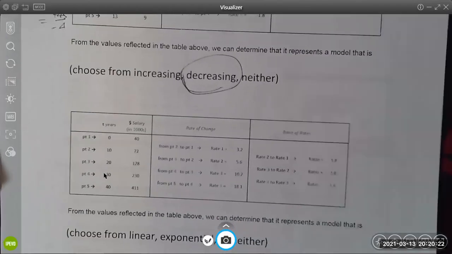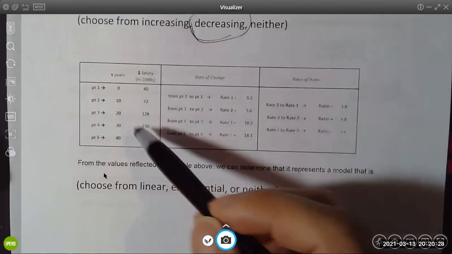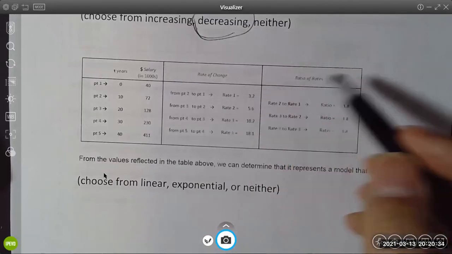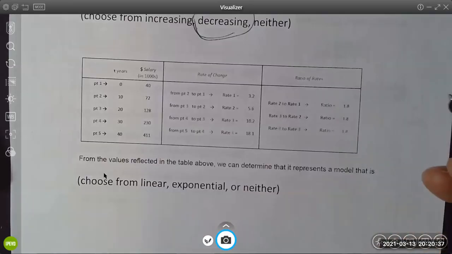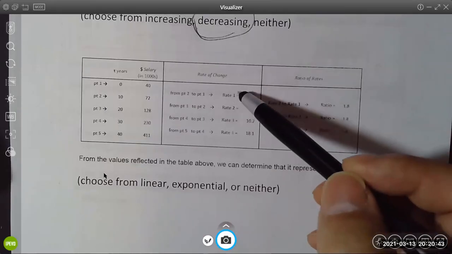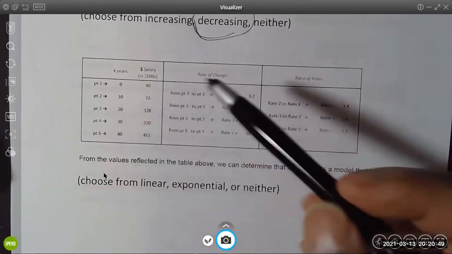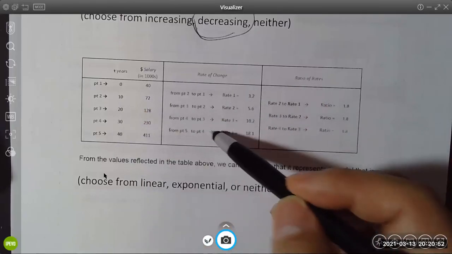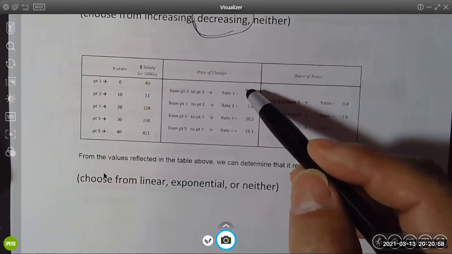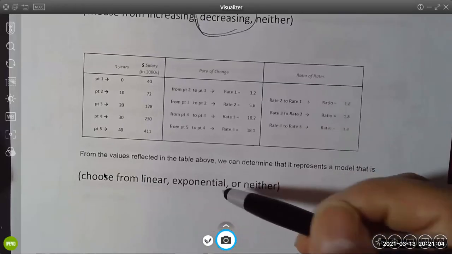Okay, now let's look at the next one. Very similar problem with just a different set of numbers. We just do the calculation one more time. But after you do this calculation, what these numbers tell us is more important, because everybody can do the calculation. Using the first 2 points, calculate the first rate of change, using the second and third point, calculate the second one, third and fourth, calculate the third rate, and fourth and fifth, calculate the fourth rate, and so on. You calculate all of the rates. And this time, apparently increasing because the slope is positive, but they didn't ask us that. They asked us if it is linear, exponential, or neither.